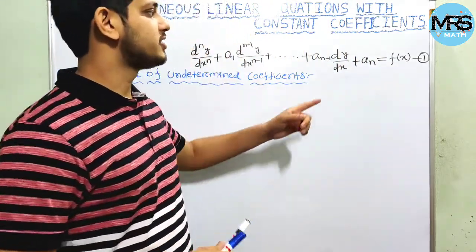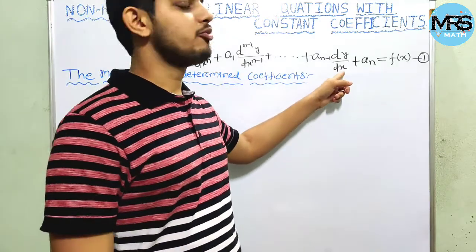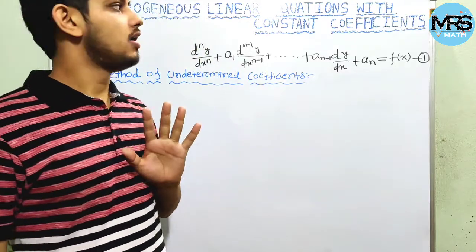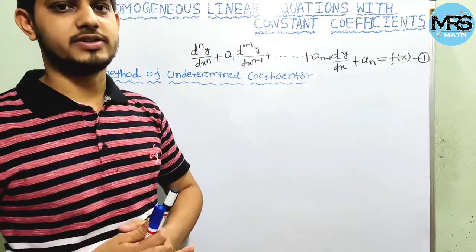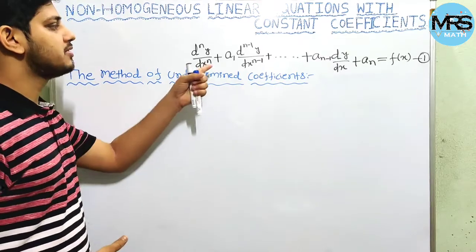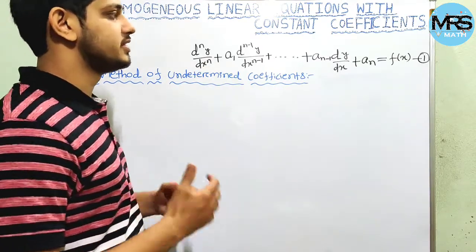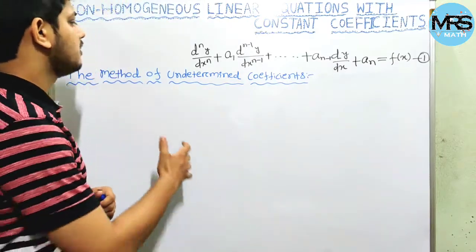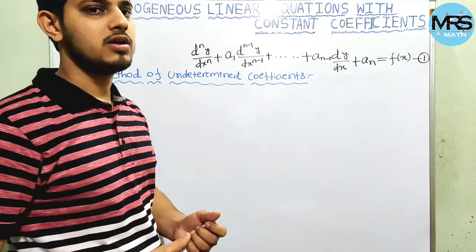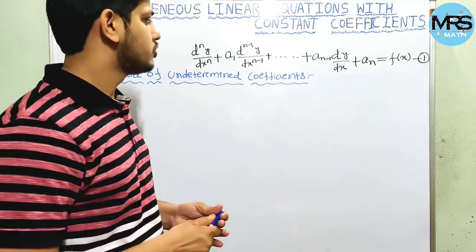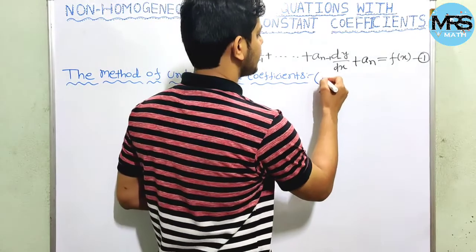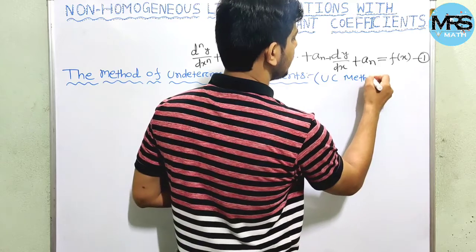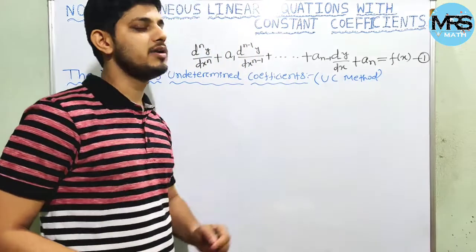As you can see on the whiteboard, equation 1 is the non-homogeneous linear equation with constant coefficients. For this type of equation, we have to find the particular integral with the help of this undetermined coefficient technique. This is also called the UC method, the undetermined coefficient method.